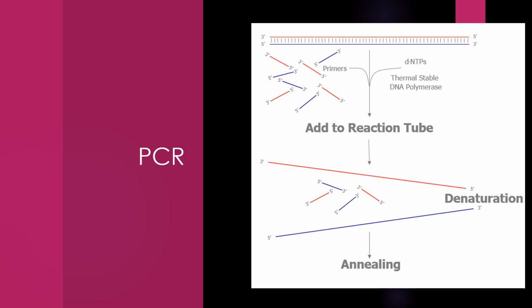You're going to add your primers, free nucleotides, or dNTPs, and then DNA polymerase. This will be placed in a PCR instrument, which we call a thermocycler, and it will increase and decrease the temperature, which will help with these steps. First, it will be denatured, so your double-stranded DNA will become single-stranded DNA. And then the next step is annealing. This is when the primers will anneal to your DNA.